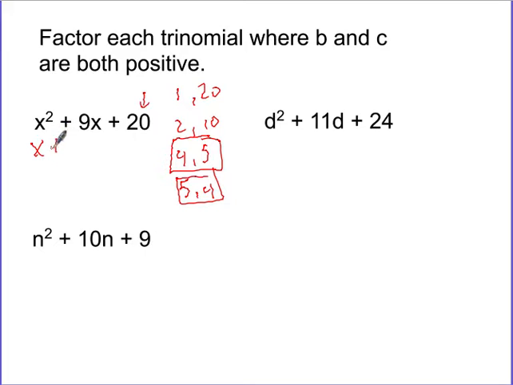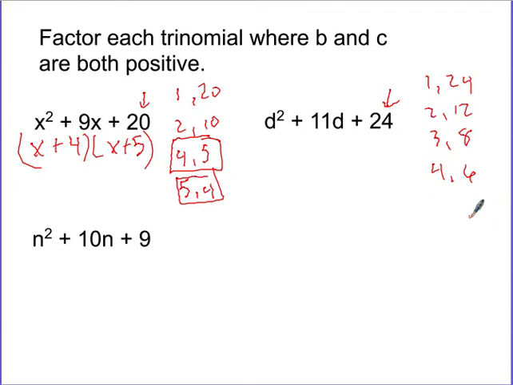So that would be x plus 4 and x plus 5. Does it matter if I write those backwards and put x plus 5 and x plus 4? No, it doesn't matter. So this is it. All right, so the next one. I need two numbers that multiply to 24. What's my list of possibilities? 1 and 24, 2 and 12, 3 and 8, 4 and 6. And which ones do I want? 3 and 8, because they add to 11. Okay, so that would be d plus 3 and d plus 8.